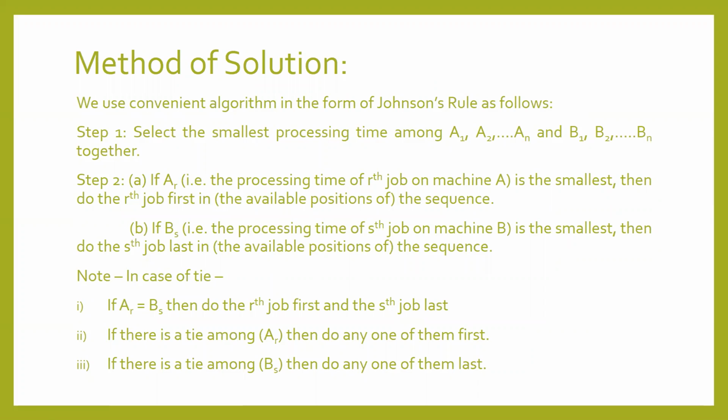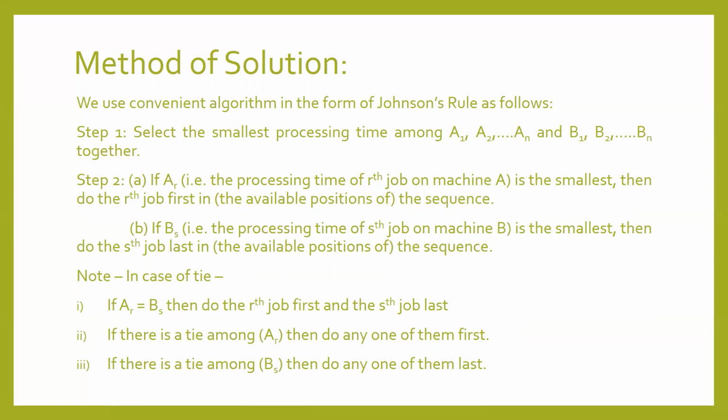Now, once we get the smallest processing time, there are two options. Either I'll get it for the first machine A, or I'll get it in the second machine. If I get it in the first machine, say Ar, the processing time of the rth job on machine A, is the smallest, then we are supposed to do the rth job first, in the available position. We have to allocate that particular job as the first job, depending on the available position in the sequence.